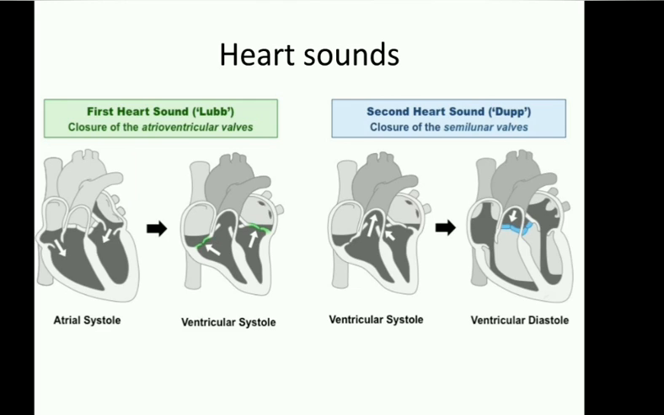Now, they get closed sharply at the start of this ventricular systole, and the second sound, dub, is produced at the beginning of the ventricular diastole. The semilunar valves at the roots of the aorta and the pulmonary artery get closed at this time. Here also you can see that at the atrial systole and the ventricular systole, we have the first heart sound, that is lub, at the closure of the atrioventricular valves, that is tricuspid and bicuspid. And in the second heart sound, that is dub, at the time of the ventricular systole and the ventricular diastole, we have the closure of the semilunar valves.